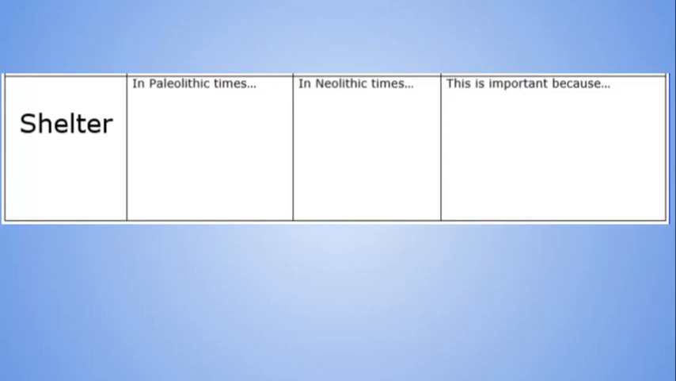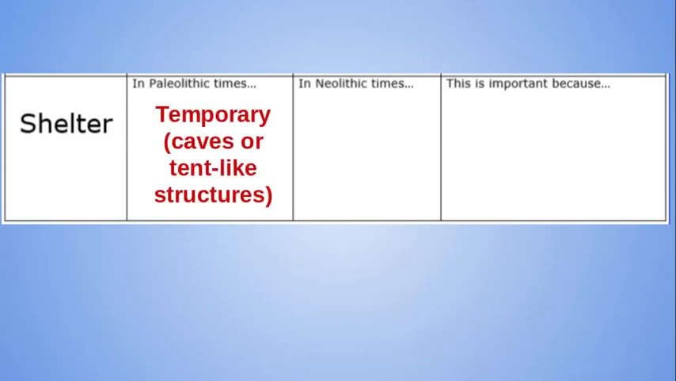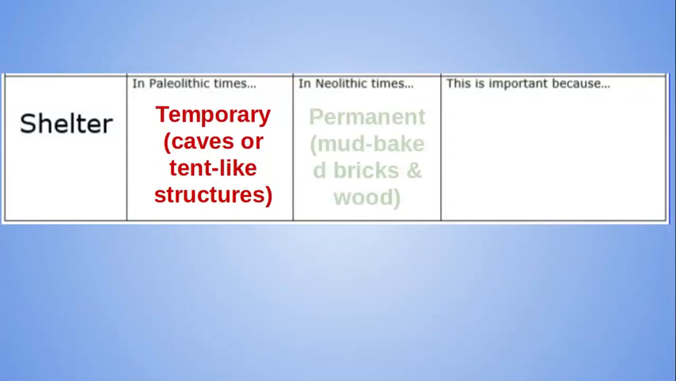All right, let's take a look at our notes here. I'll do these again with you. Okay, so again, if you need to pause the video and finish the notes, please feel free to do that at any time. So taking a look at shelters. In Paleolithic times, we had temporary homes. We lived in caves or tent-like structures. In Neolithic times, we now have permanent homes, mud-baked bricks, kind of what you see first, and then we're going to incorporate some wood, and we're going to get better and better over time. But in the beginning, that's kind of where we were.